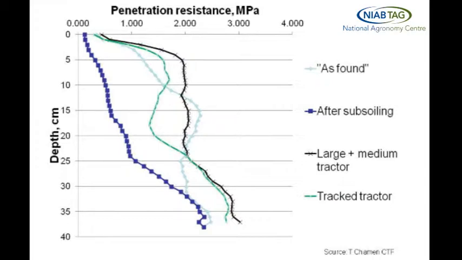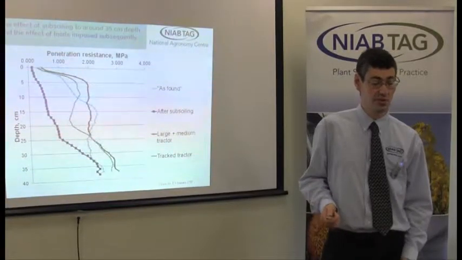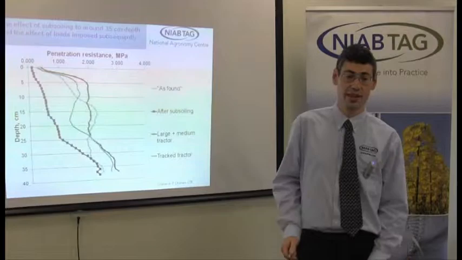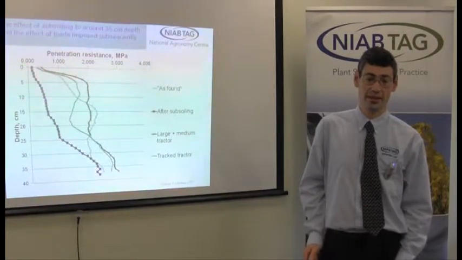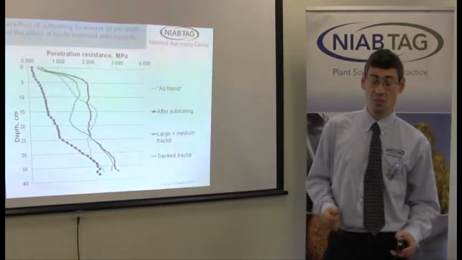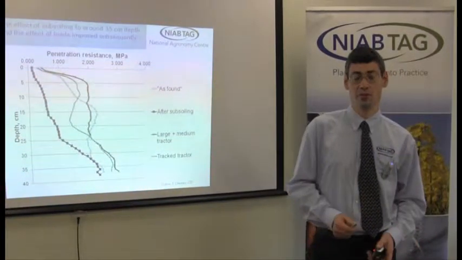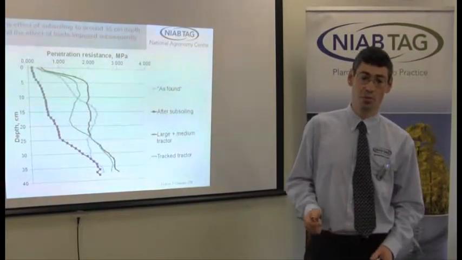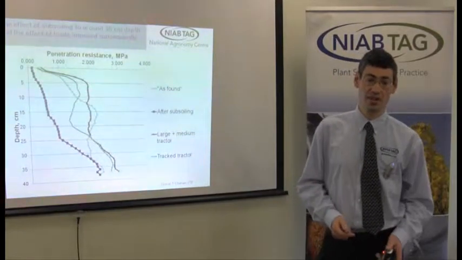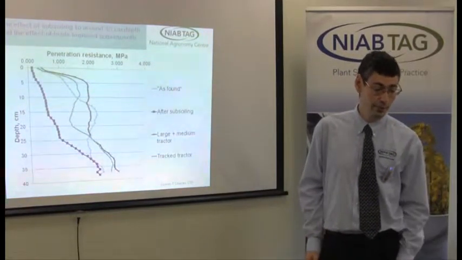field. Even when we used a tracked tractor, we had some reduction in strength between 10 and 20 centimetres, but we were still getting much closer to the initial state of that soil before we had subsoiled it. So leaving a window between your subsoiling operation and your subsequent field operations is going to be important to allow that soil to stabilise and settle down.